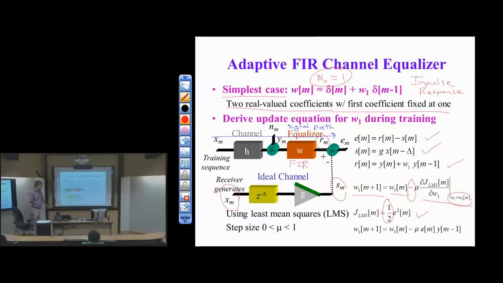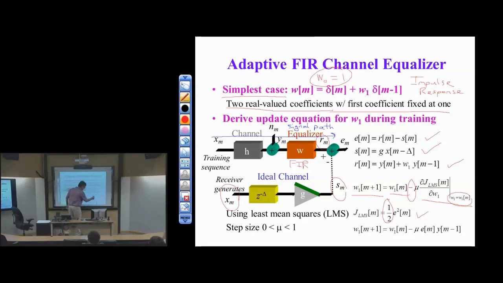So the coefficient here doesn't matter, because the idea is to drive this cost function, J of m, to 0. If we've done that, we've driven the error to 0. The error can be positive or negative, so what we want to do is drive the square of the error to 0. Let's go ahead and work through this.